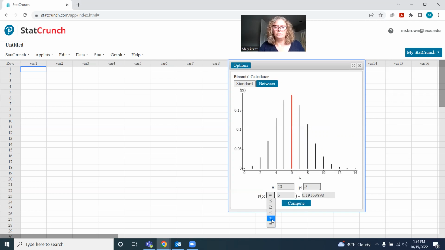Suppose I want to know the probability that more than 6 in that sample have blue as a favorite color. All I do is change the sign to greater than and hit compute again. And we see that it's 0.39. So 39% chance that more than 6 people in that sample of 20 will say that blue is their favorite color. Okay, so you can manipulate the symbol, greater than, less than or equal to, equal to, and the number of successes that you want, as well as setting the parameters.